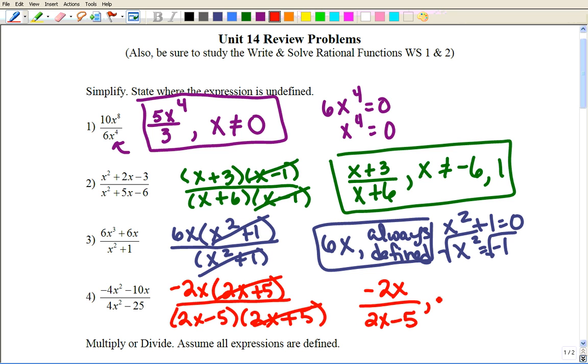And then to figure out where it's undefined, I would look at what x values would make this denominator 0. And so if I set either one of these factors equal to 0 and solve, I'll end up with one of them with positive 5/2 and one of them with negative 5/2.